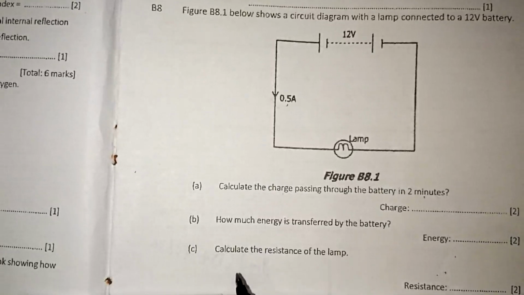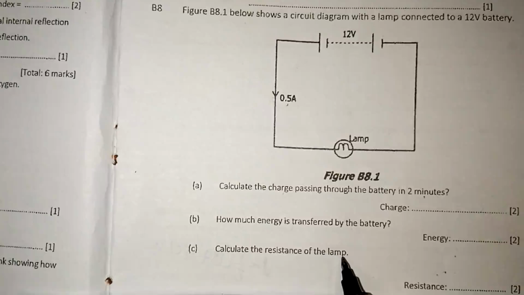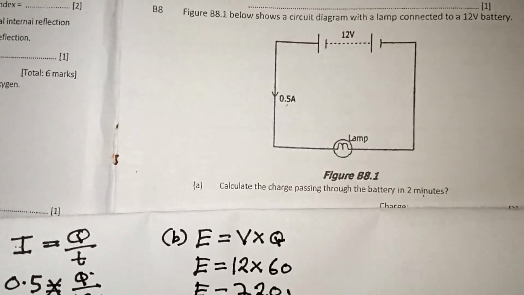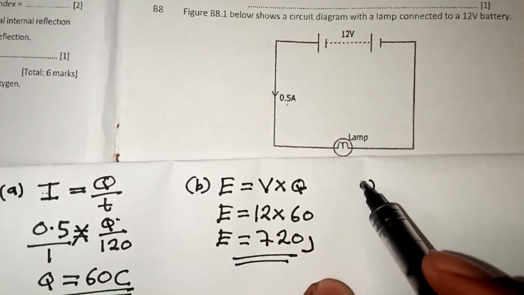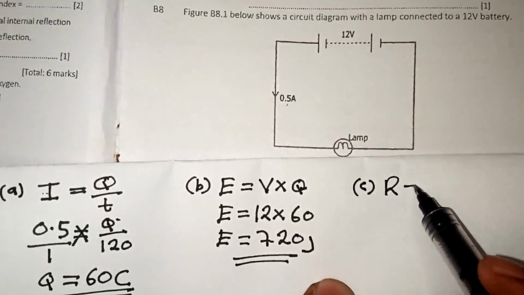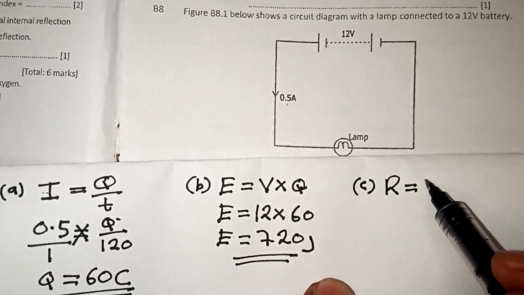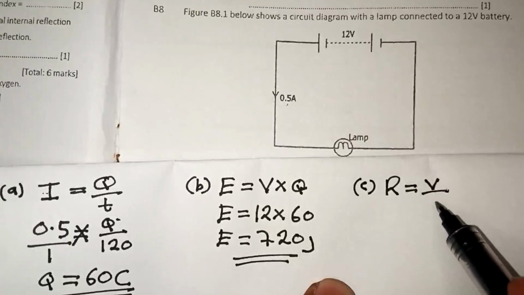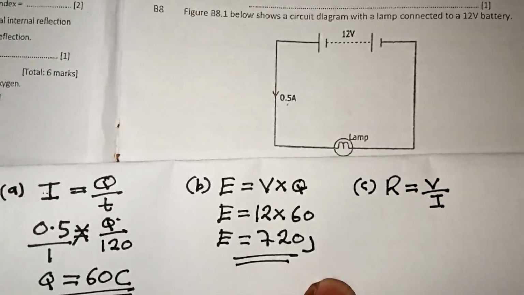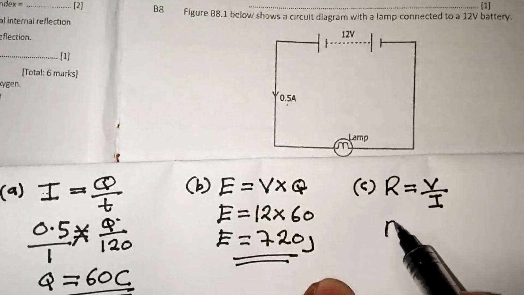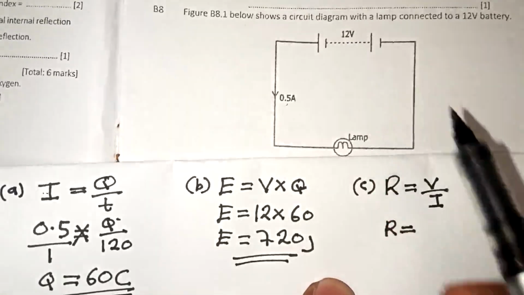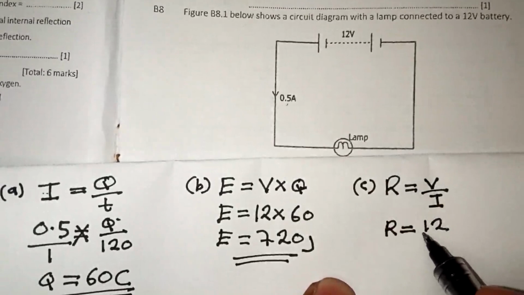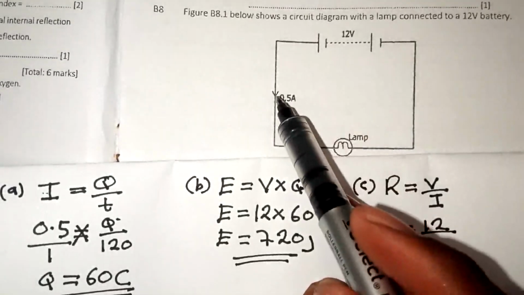Question C: calculate the resistance of the lamp. So how do you calculate the resistance of a lamp? You should know that resistance is directly proportional to voltage and inversely proportional to current. So the resistance we don't know, the voltage we have 12 here, so we have 12 over current, and we have 0.5.